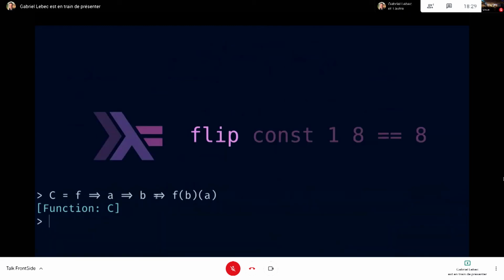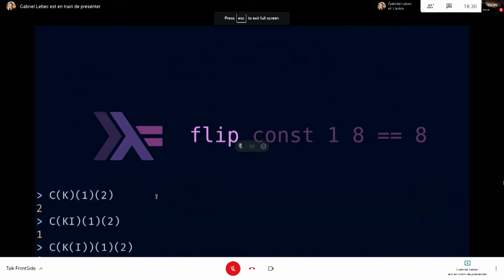Let's try it. Let's make sure this actually works. If we flip the kestrel, normally the kestrel gives you the first thing, but the flip of the kestrel gives you the second thing. If we flip the kite, normally the kite gives you the second thing, but the flip of the kite gives you the first thing. And of course, this works if we define the kite inline.